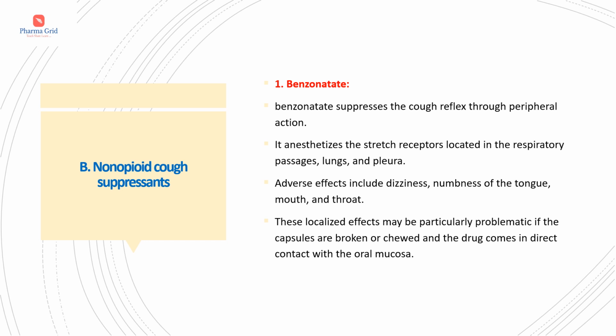So the first drug is benzonatate. Benzonatate suppresses the cough reflex through peripheral action. It anesthetizes the stretch receptors located in the respiratory passages, lungs and pleura. Adverse effects include dizziness, numbness of the tongue, mouth and throat. These localized effects may be particularly problematic if the capsules are broken or chewed and the drug comes in direct contact with the oral mucosa.